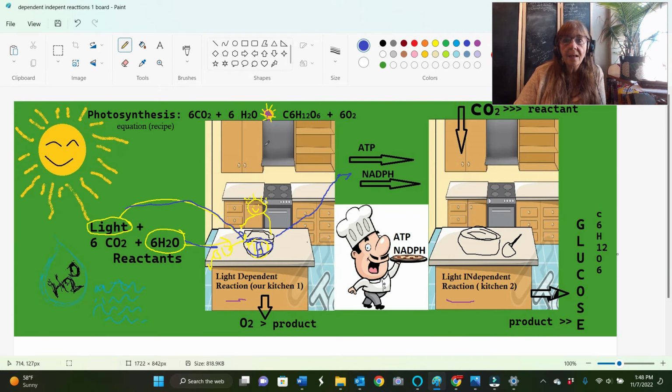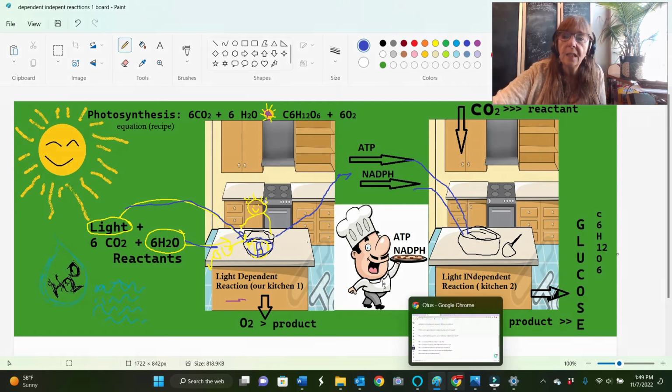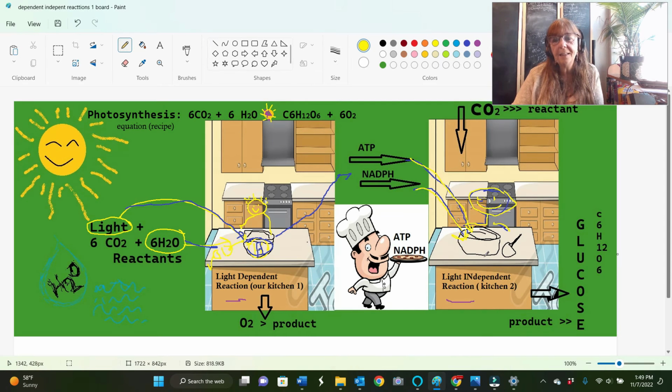So the products that come from the light-dependent reaction kitchen, O2, oxygen, goes directly out, and the other 2 products, they don't go out. They go to the second kitchen, to the light-independent reaction kitchen, because we have to put these in the bowl. ATP and NADPH goes in the bowl. And we have to have another little guy here too, right? I had to make our guy blue and yellow so that we could see him better. But we've got the ATP and NADPH in the bowl.